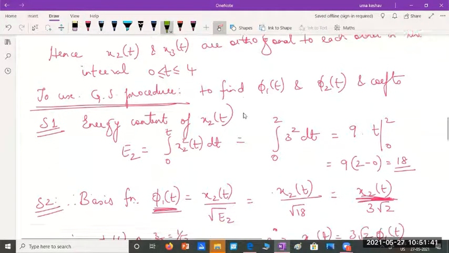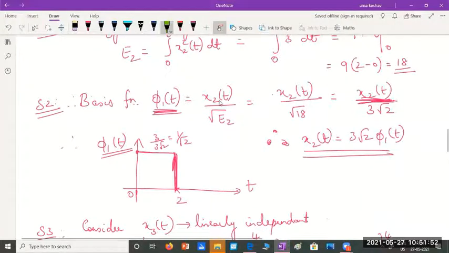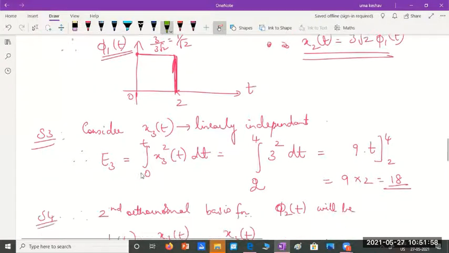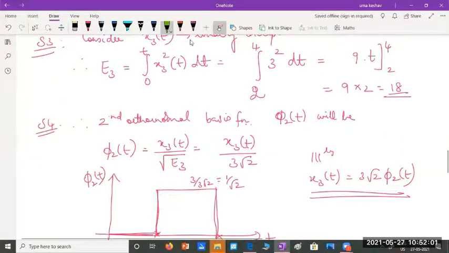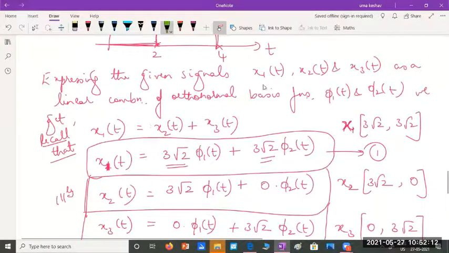Now, using the Gram Schmidt procedure, I'll find the energy in each of the independent signals. You should find the energy in the independent signal and then find the value of the basis function as the signal divided by the root of its energy. So that is the first basis function. Similarly, for the second independent signal, find its energy, and the second orthonormal basis function is the signal divided by the root of its energy. Finally, we will write all three signals as a linear combination of orthonormal basis functions. So we are writing it like this.